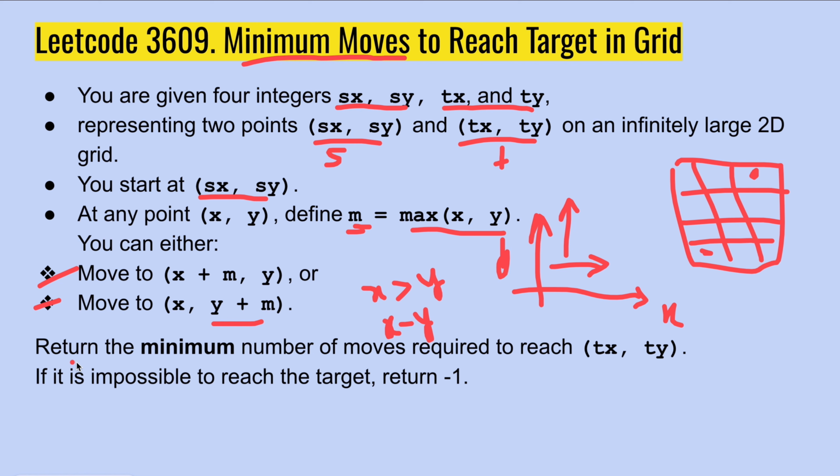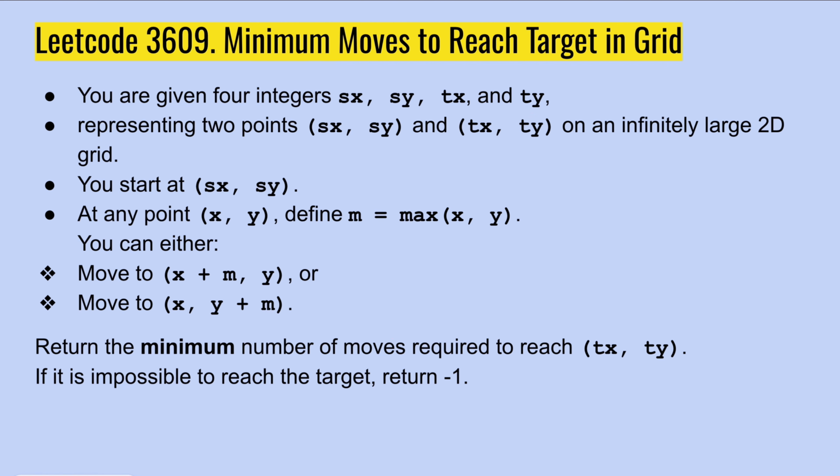Then it says to return the minimum number of moves required to reach the target. If it is impossible, return -1. If you still haven't understood, no need to worry. Just think that we have a 2D infinite grid, as I have shown you, and a certain point called the source. These points are given, and you want to reach a certain point called the target. If this is our source, this is our target.